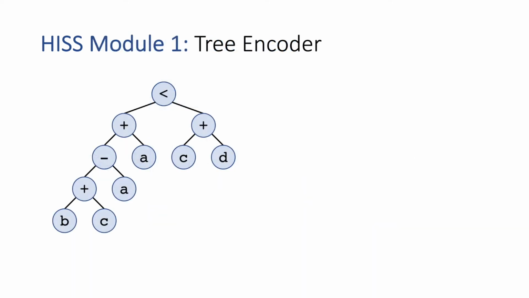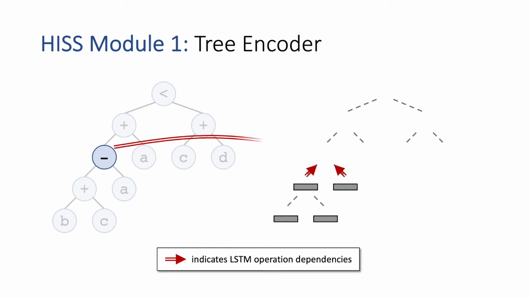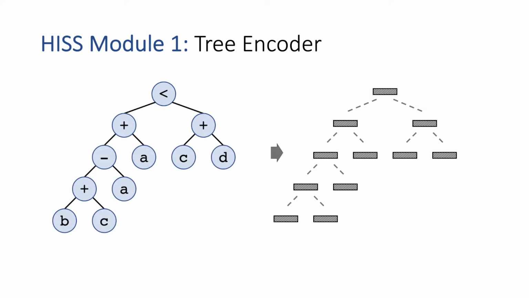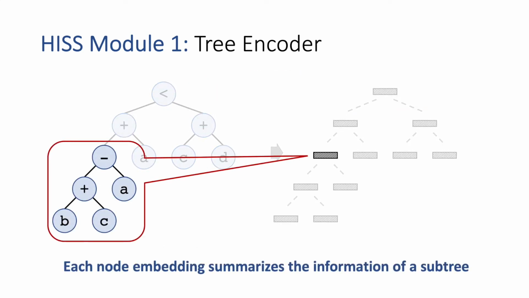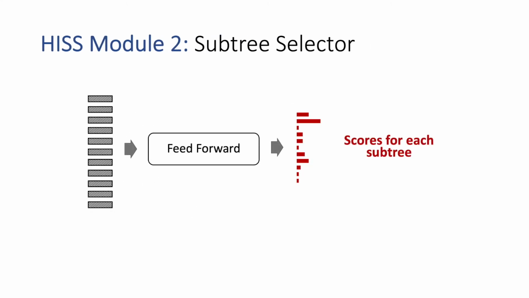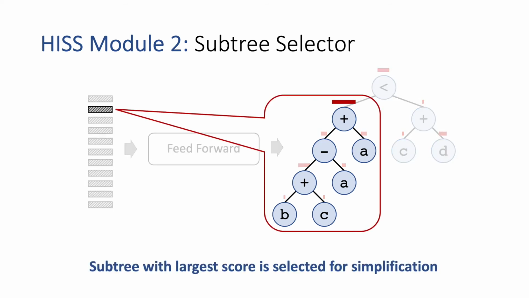The first module is called the tree encoder, which encodes the input expression and produces an embedding for each node using a tree LSTM. The encoding process is bottom-up, so the embedding of each node summarizes the information of the entire subexpression led by the node. The second module is called the Subtree Selector, which is a feed-forward network that takes all the embeddings and produces a score for each subtree. The subtree with the highest score is selected for simplification, and the corresponding embedding is passed to the third module.